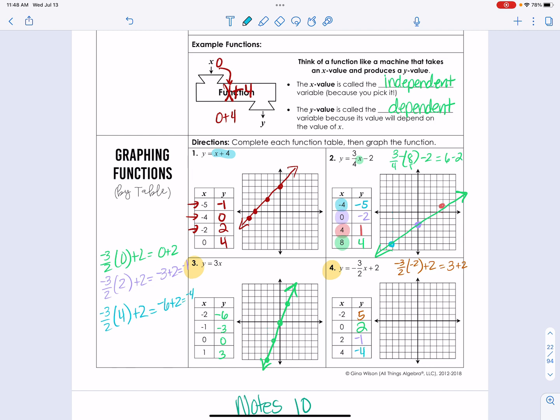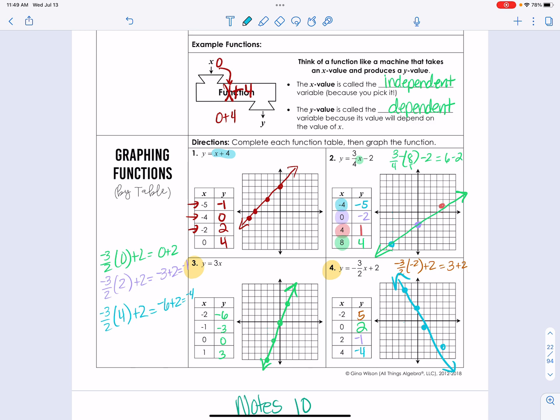So my points are at negative 2, 5, 0, 2. Did I lose a negative sign? That's a positive 5. Sorry. Negative 2, 5, 0, 2, 2, negative 1, and then 4, negative 4. So it makes this line that I can't draw. Okay? So you're going to do those.